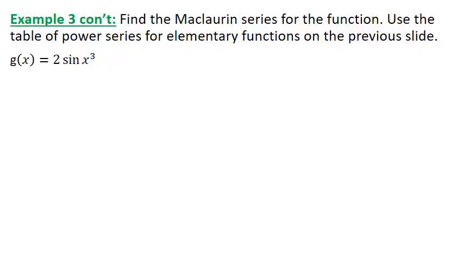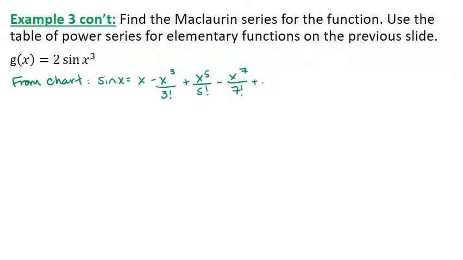G of x is equal to 2 sine of x cubed. So we are going to compare this to sine of x from the chart. Sine of x is equal to, this is directly from the chart. You might want to print that off or have it in your book, like bookmark that page, because it will be something you're going to refer to quite a bit.